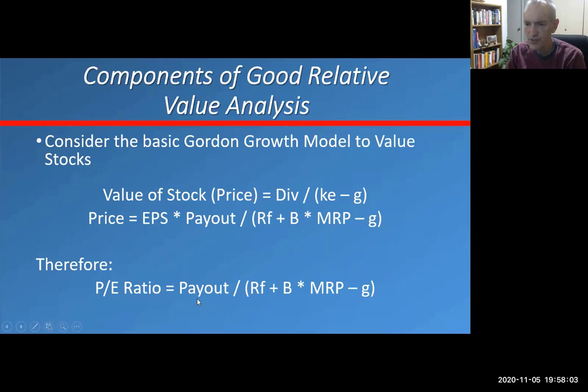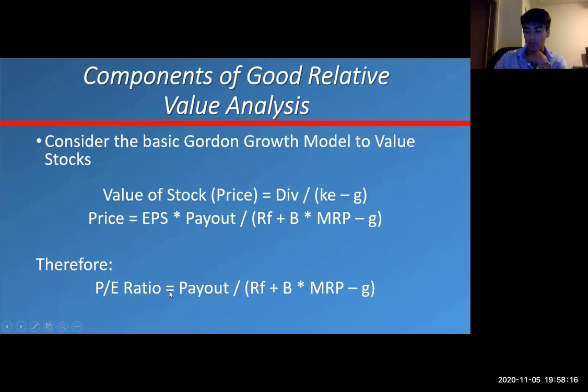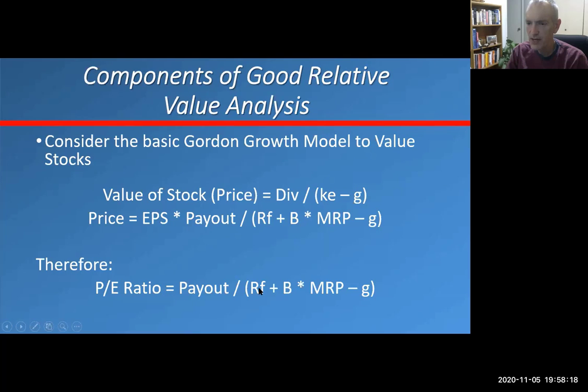I actually encourage students to have this formula in their wallet if they can't remember it, and take it with them because this formula explains a lot about finance and stock valuation. So the PE ratio of a stock is the payout ratio divided by the risk-free rate plus beta times the market risk premium minus growth. That's it. That's what a PE ratio is. You could also do this with the price to book ratio and with the EV to revenue ratio.